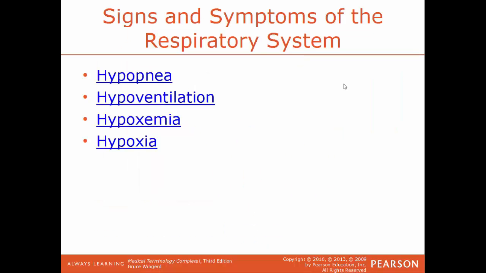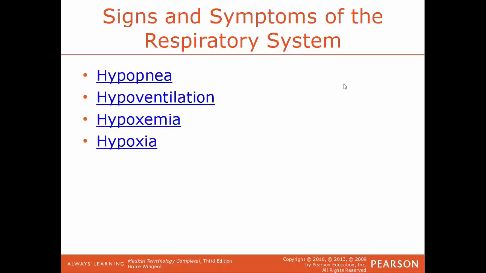The hypopnea, abnormally slow or shallow breathing, and this can lead to hypoventilation, where there's such an abnormally slow rate of breathing, carbon dioxide will build up too quickly in the blood, and it's not eliminated quickly enough.